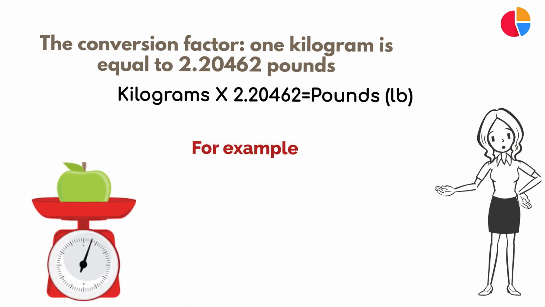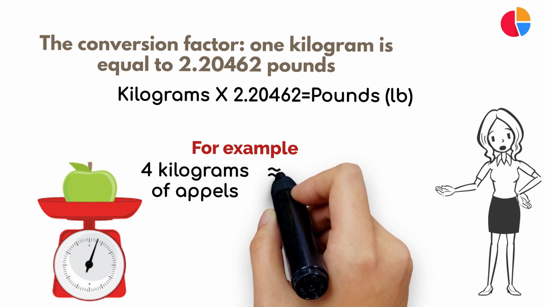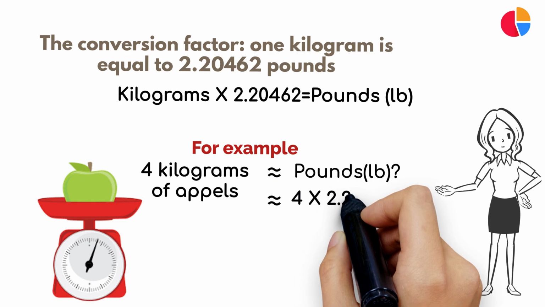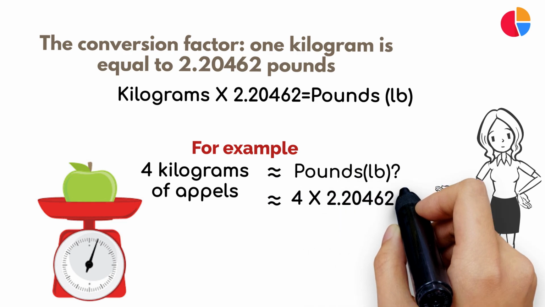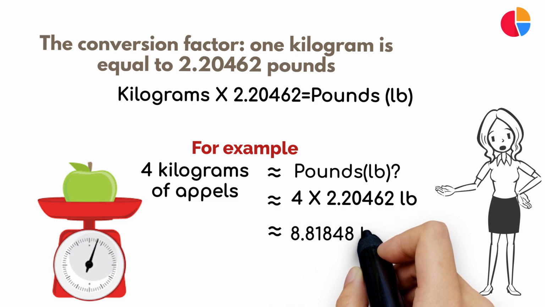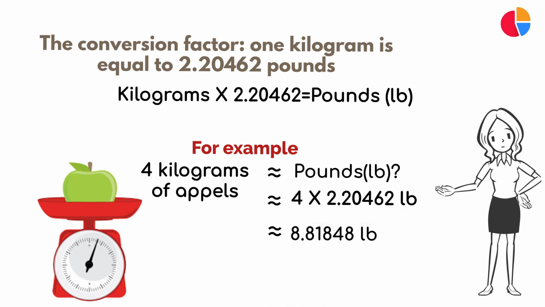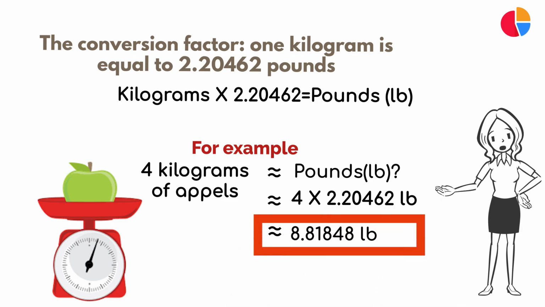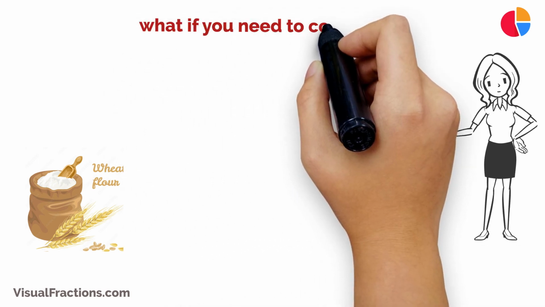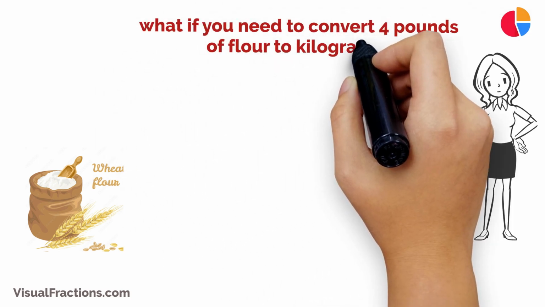Say you have 4 kilograms of apples that you need to convert to pounds. We start by multiplying 4 by the conversion factor of 2.20462. This gives us approximately 8.81848 pounds. And that's it, we're done. 4 kilograms of apples is equal to approximately 8.81848 pounds.